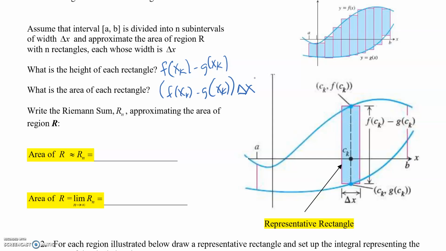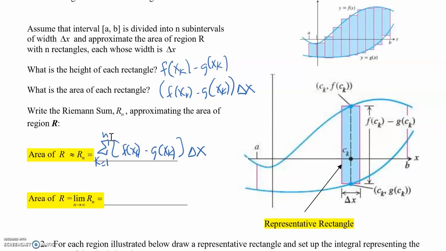So now let's write a Riemann sum that represents the approximate area of each region. And so here comes our fancy schmancy sigma notation. The sum of the area of each rectangle, which is f of x sub k minus g of x sub k, delta x, as k goes from 1 to n. So I'm hoping this looks familiar. We're building a Riemann sum. Again, it's the sum of the areas of these rectangles.